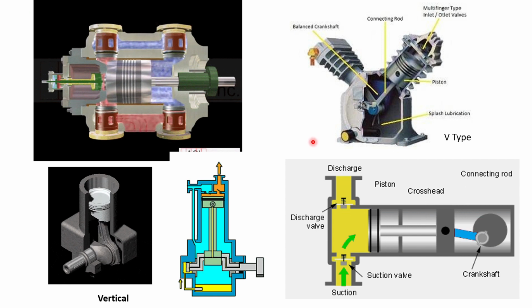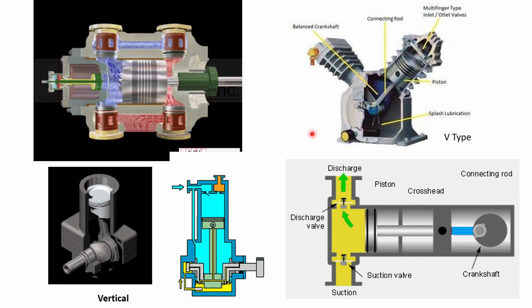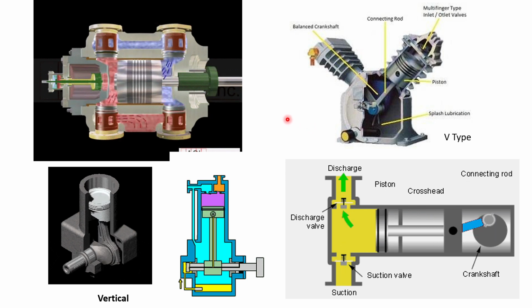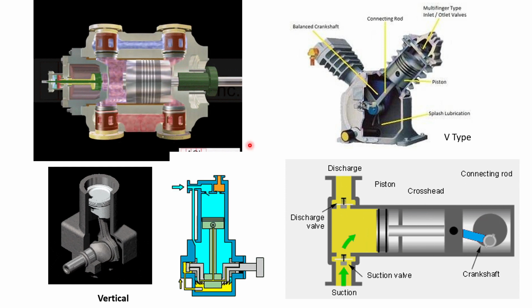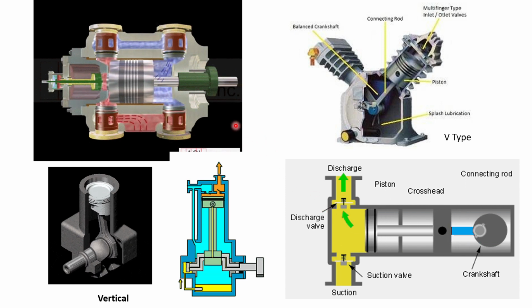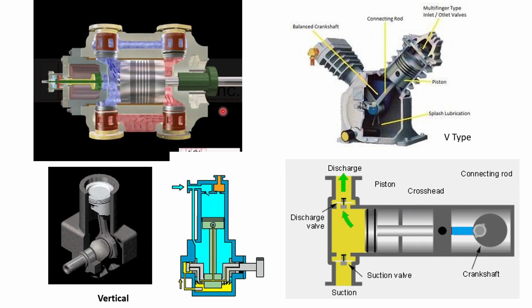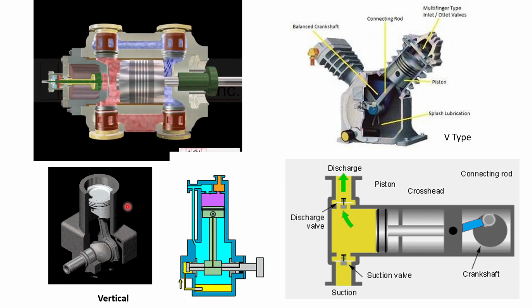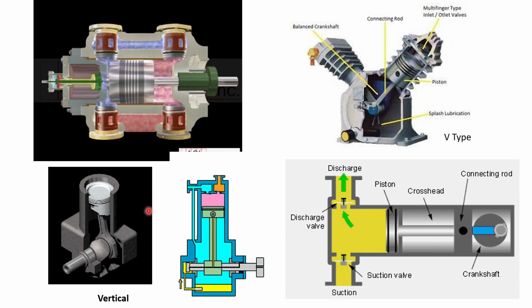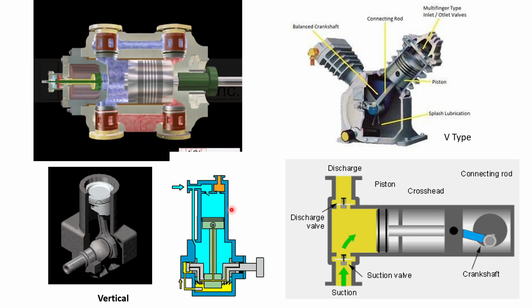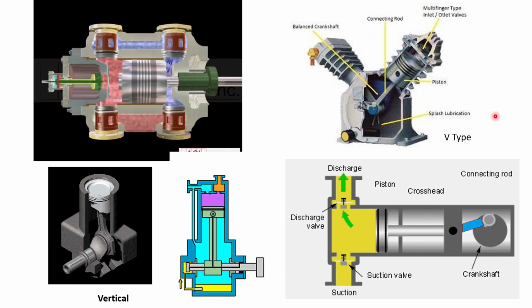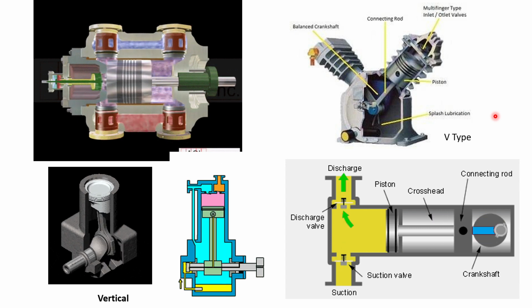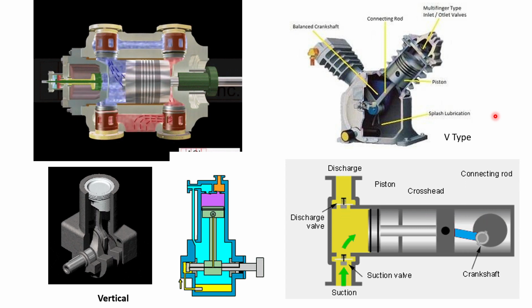Now, there are various configurations for the reciprocating compressor. What you see on the top left corner and on the bottom right corner is a two-stroke horizontal compressor. What you see at the left bottom is a vertical compressor moving in a vertical direction, and what you see on the right hand side top is a V-shaped compressor. So there are various shapes designed by the manufacturers as per the requirement.